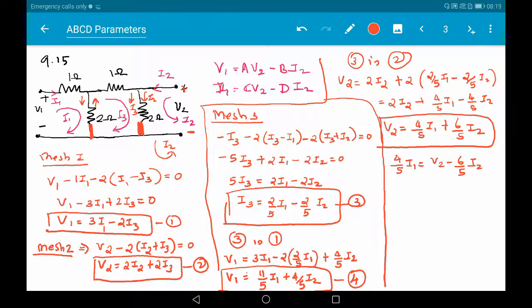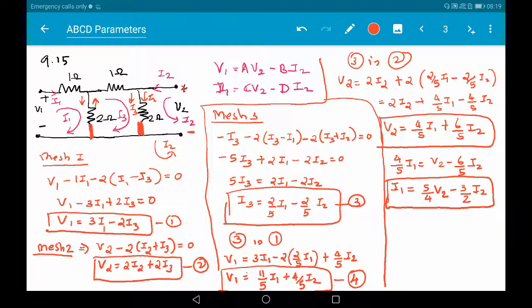ശരിയല്ലേ? ഇക്വേഷൻ ഓർ I1 is equal to 5/4 V2 minus 5/4 into 6/5. 5/4 into 6/5 വരുമ്പോൾ 5 ക്യാൻസൽ ആയി പോവും. 6/4 വരും. 6/4 എന്ന് പറഞ്ഞാൽ 3/2 I2. നിങ്ങൾക്കത് എഴുതി നോക്കിയാൽ കിട്ടും. ഓക്കെ, ദിസ് ഈസ് I1. I1 is equal to 5/4 V2 minus 3/2 I2.